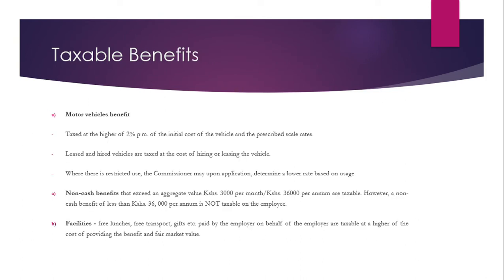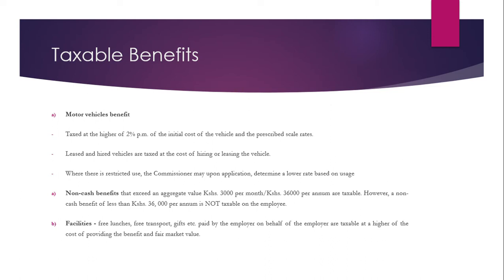So, benefits which are taxed. For example, motor vehicle benefit is taxed at the higher of 2% per annum of the initial cost of the motor vehicle and the prescribed scale rate, which I've given. For the prescribed scale rate, we have 1000 cc, 1.2 to 1500 cc, 1500 to 1700 cc, and how much will be valued or taxed at. Lease and hire vehicles are taxed at the cost of hiring or leasing the vehicle. Where there is restricted use, the Commission may, upon application, determine a lower rate based on usage.